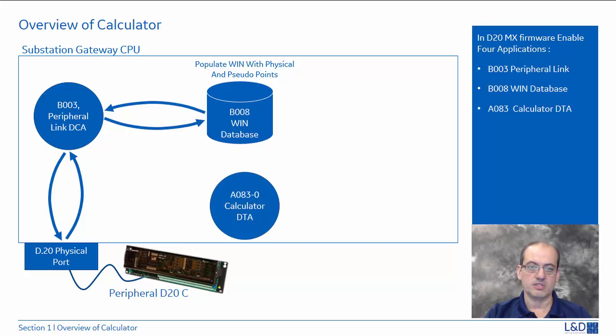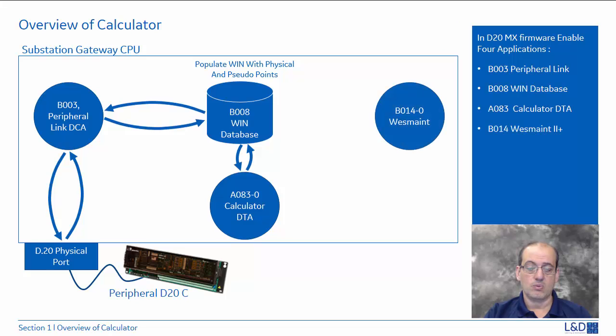Now that the physical points are available in B008, we have points that can communicate with the calculator application, and that's the next application that we will enable, which is A083. A083 will take points, map points from the B008, and place its own pseudo or soft points back into B008.